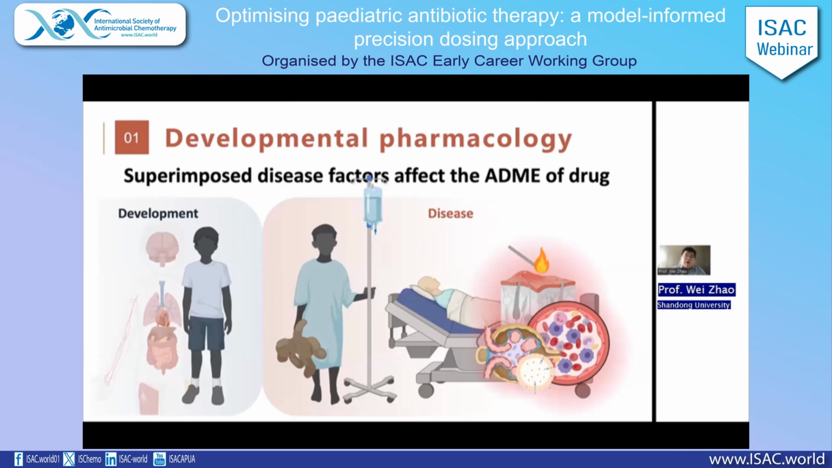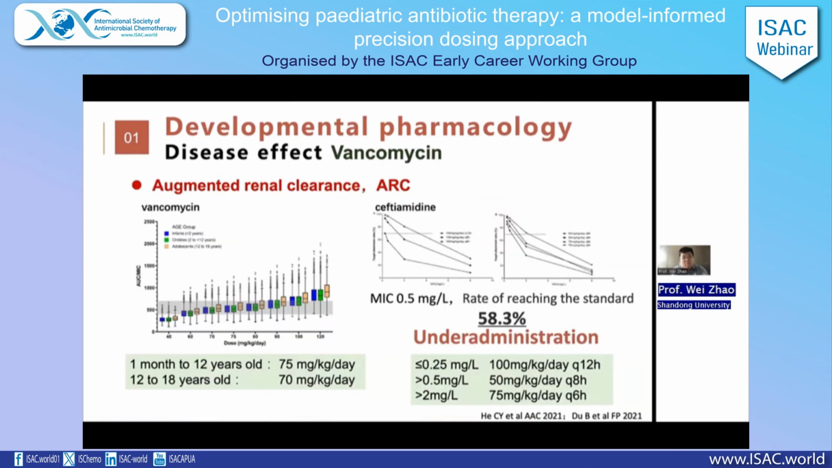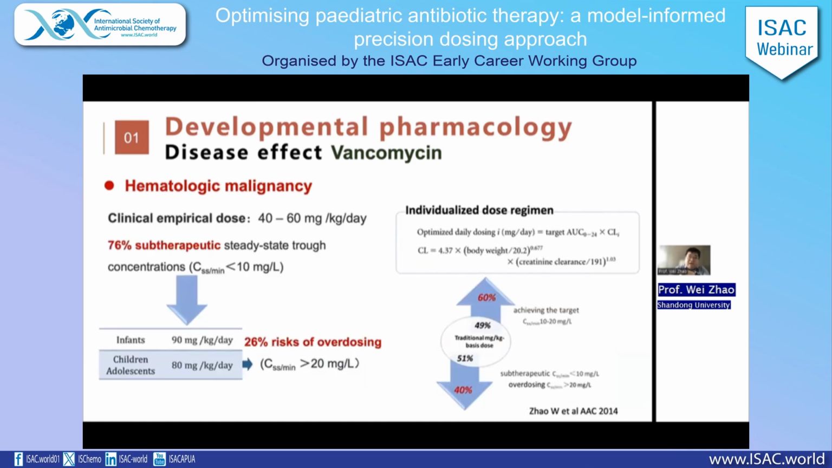In addition to the maturation factors, disease factors also affect the ADME of children. Here we show examples for vancomycin and ceftriaxone with the normal recommended dosing. We have a very low target attainment with dose recommendation. For example, in ARC, augmented renal clearance patients, we need to increase the dose to achieve the target. And this is the case also for leukemia patients.